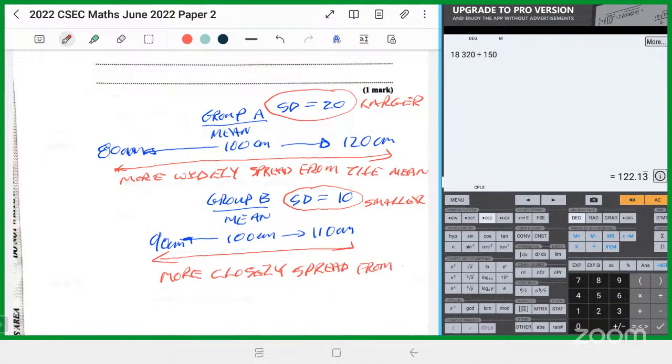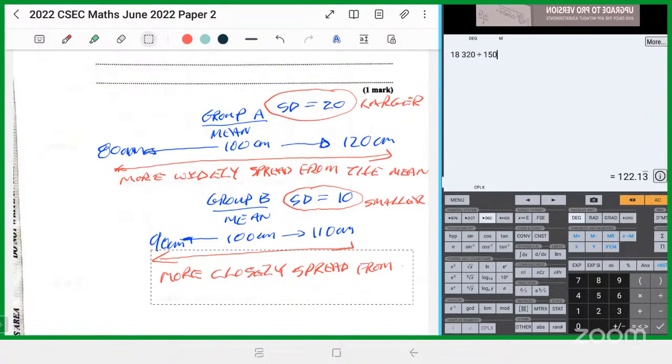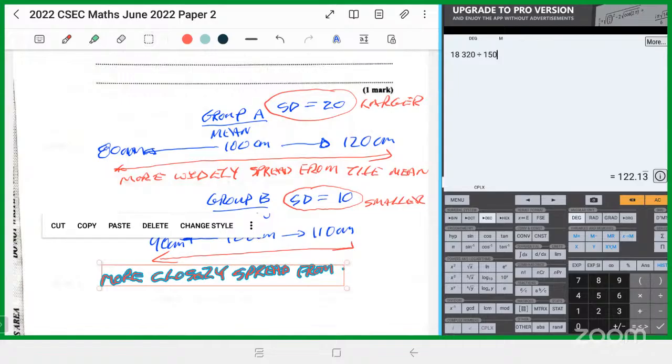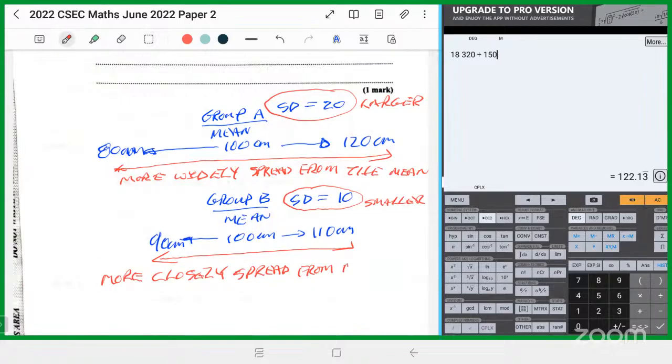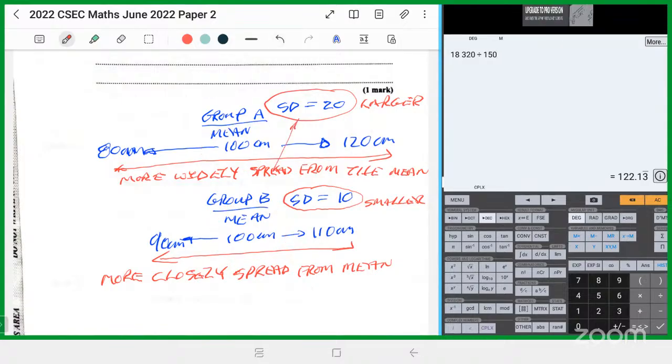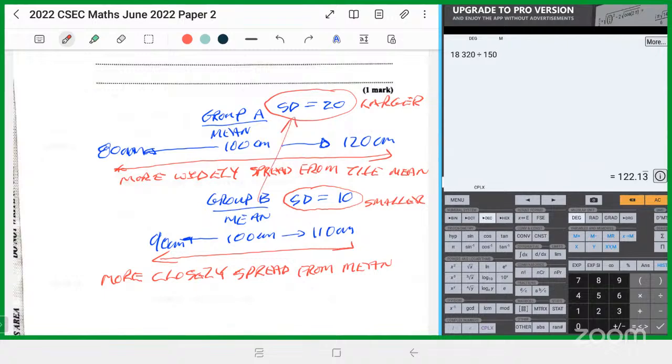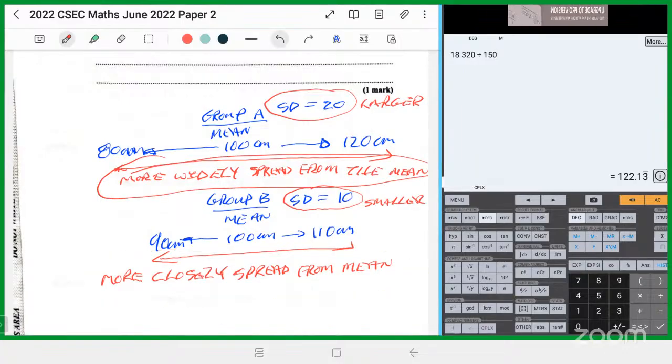All right? And you're really comparing the two sets of data. So one is more widely spread than the other from the mean. But the fact of the matter is that the mean doesn't have to be the same. Even if the mean was different, once the standard deviation is less, or once the standard deviation is more, it means that the data is more widely spread from the mean in comparison to the other one. And these are some of the terms that you want to use to give your interpretation of the data.